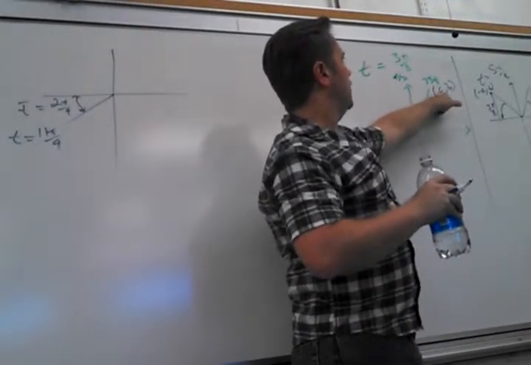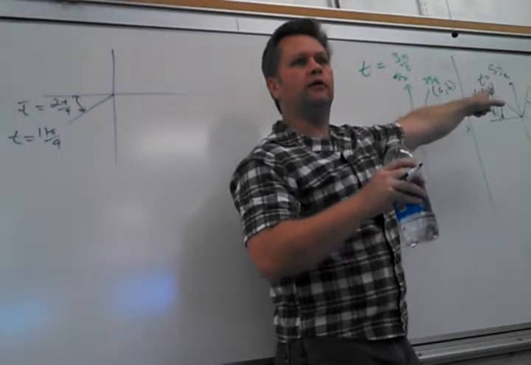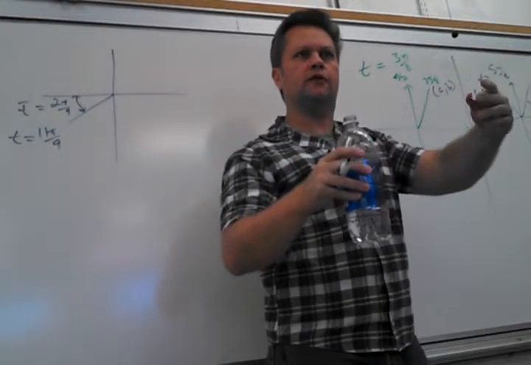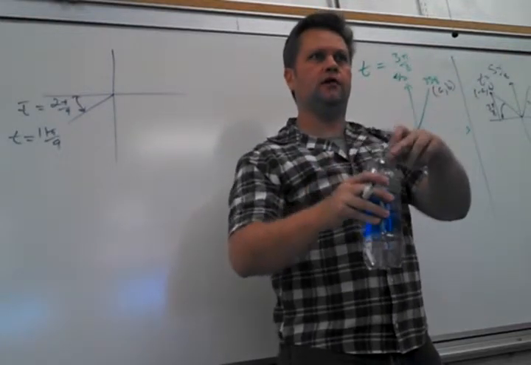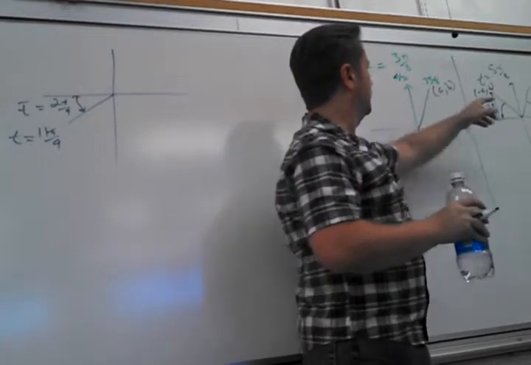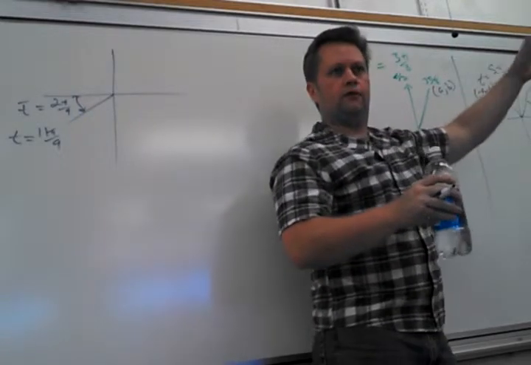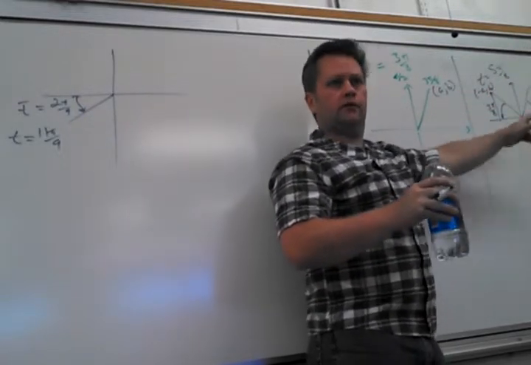If I know this value for 3 pi over 8, any angle that has a 3 pi over 8 reference angle has those same values. It's just that if I'm in a quadrant where the x-axis is negative, then that value would be negative. Here it would be both negative.